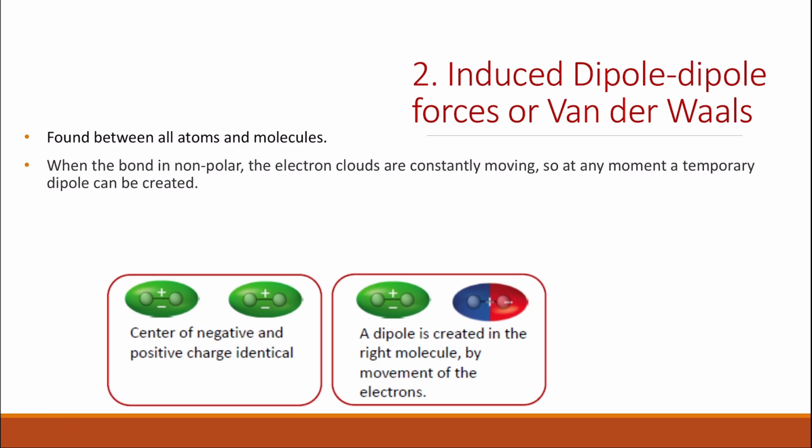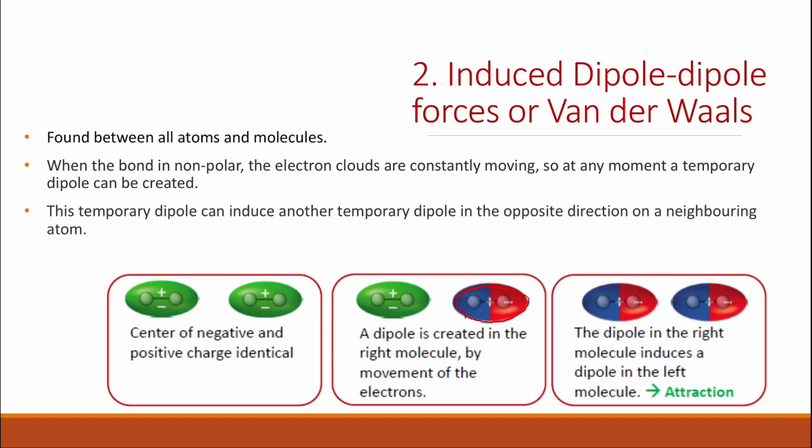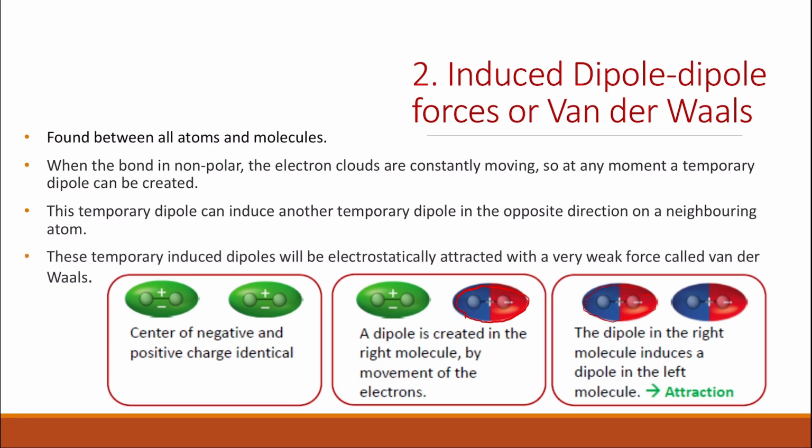So at any minute, a temporary dipole can be created, as we can see here on the right-hand side, where a dipole is created in the right molecule by the movement of the electrons. This will induce a second dipole in the neighboring molecule or in the neighboring bond. This is going to be an induced and temporary dipole as well. And then there will be electrostatic interaction between the induced dipoles, which is a very weak force, and these are called van der Waals forces of attraction.